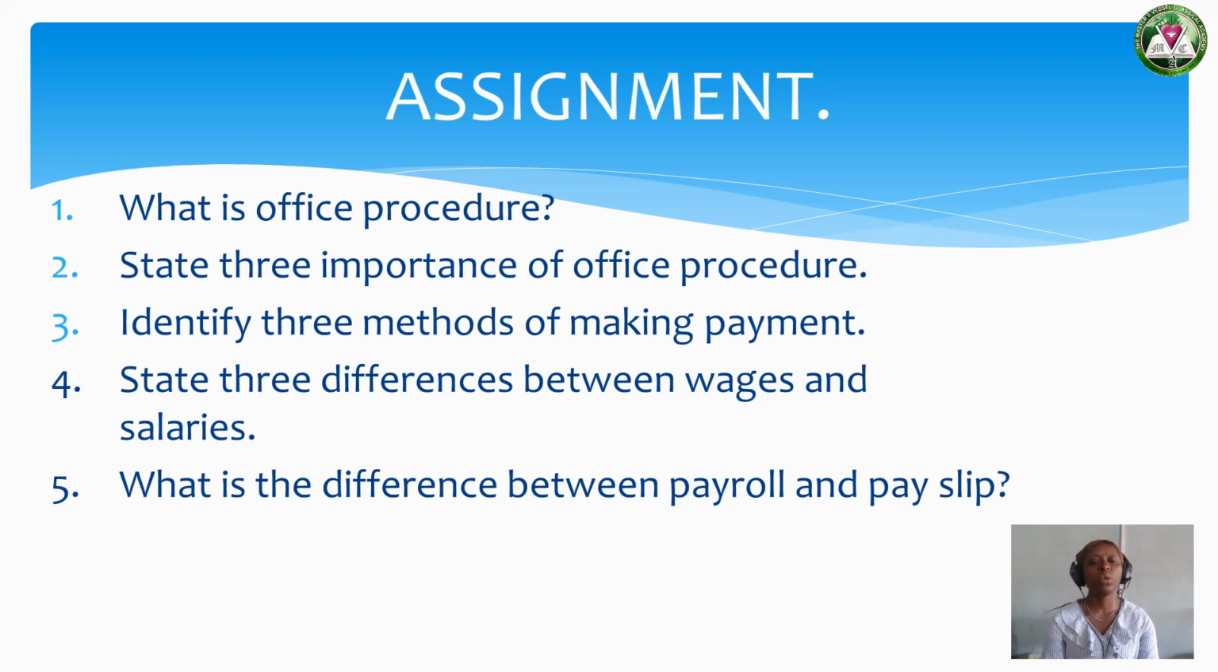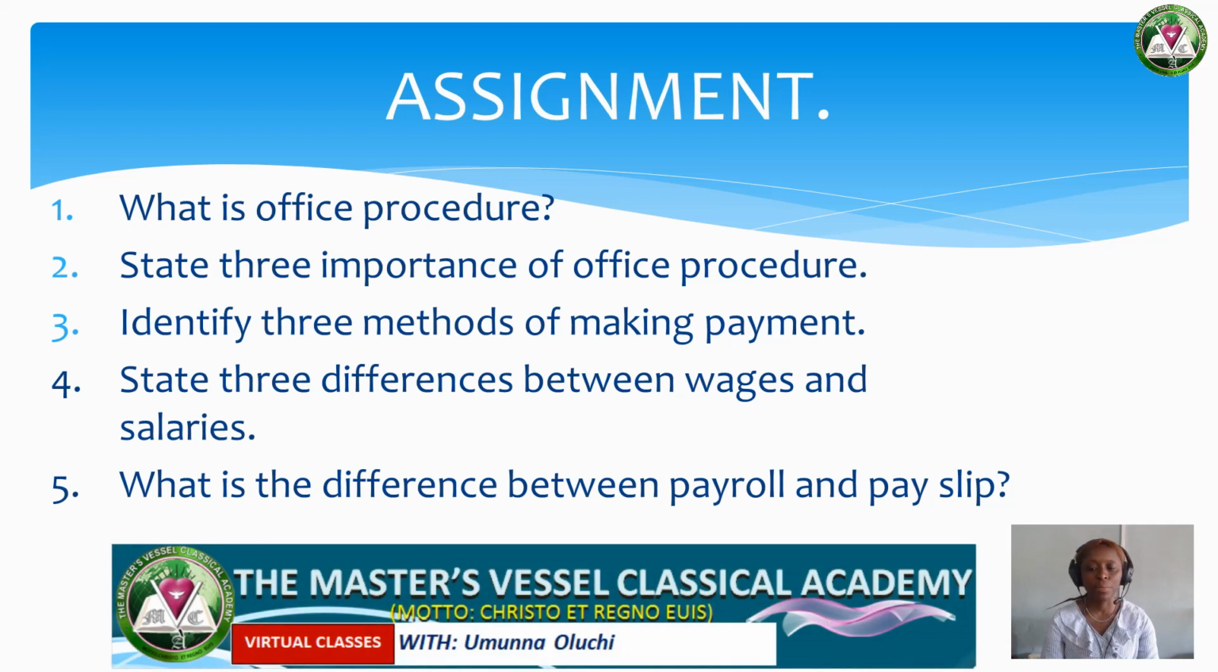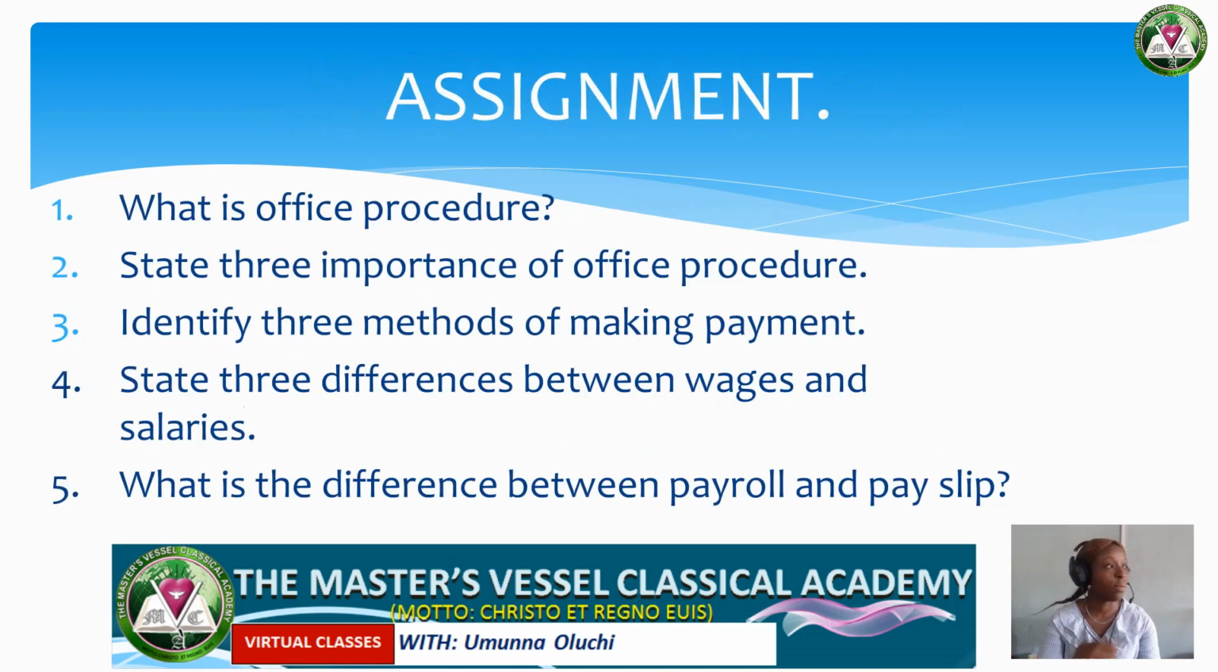Number 1. What is office procedure? You are meant to define it. Number 2. State 3 importance of office procedure. Number 3. Identify 3 methods of making payment. You know we have many of them, but I said only 3. Number 4. State 3 differences between wages and salaries. We have many differences, but just tell me 3. Number 5. What is the difference between payroll and payslip?